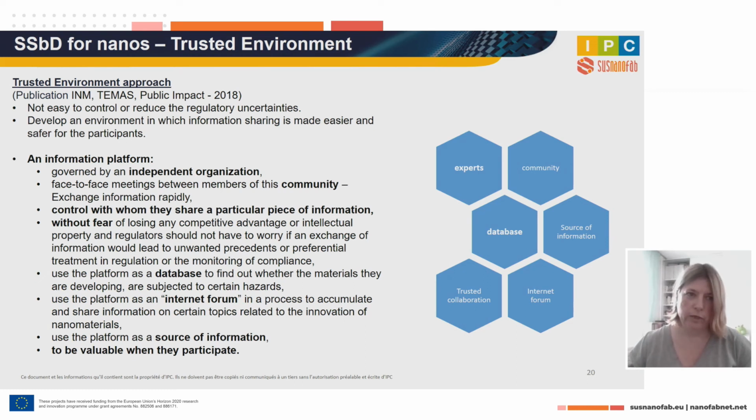So the trusted environment approach, which was described in a publication of 2018, described an ideal information platform that would be independent. It would allow to create communication within a community with easy access to experts, knowing some piece of information on safe or sustainable criteria, where there would be no fear to proceed for questioning, answering, because you would know that the question you raise or the information you share on the platform is protected and that there is a certain data knowledge and data control on what information is shared with what interlocutor.